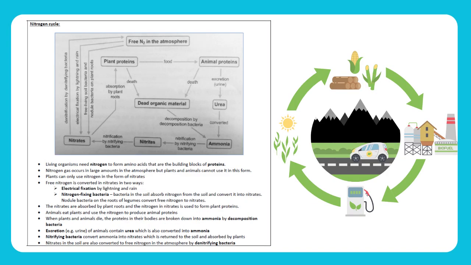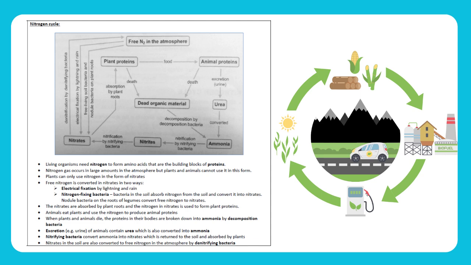Nitrogen cycle. Living organisms need nitrogen to form amino acids that are the building blocks of proteins. Nitrogen gas occurs in large amounts in the atmosphere, but plants and animals cannot use it in this form. Plants can only use nitrogen in the form of nitrates. Free nitrogen is converted into nitrates in 2 ways. Electrical fixation by lightning and rain. Nitrogen-fixing bacteria. Bacteria in the soil absorb nitrogen from the soil and convert it into nitrates. Nodule bacteria on the roots of legumes convert free nitrogen to nitrates.